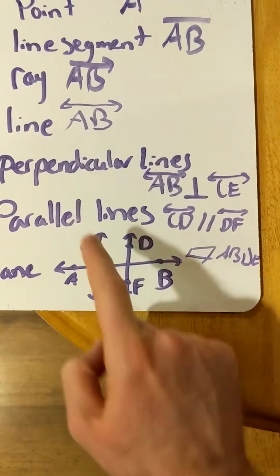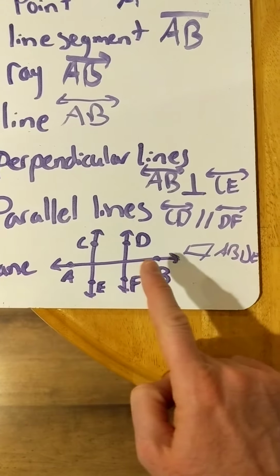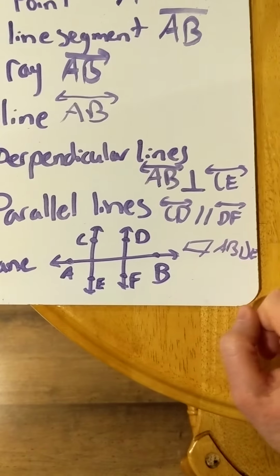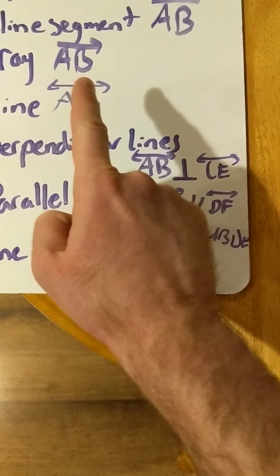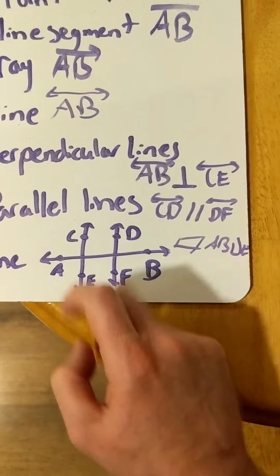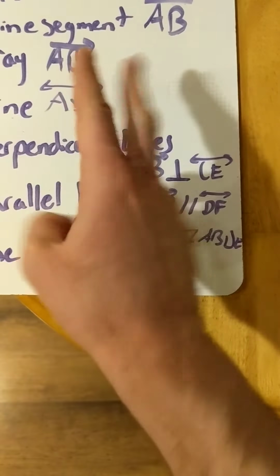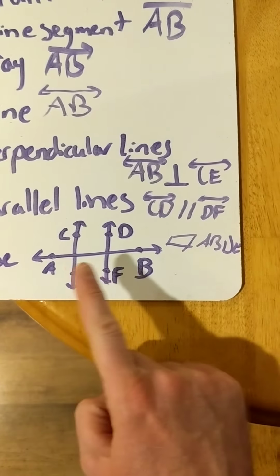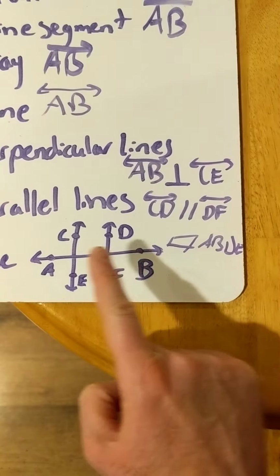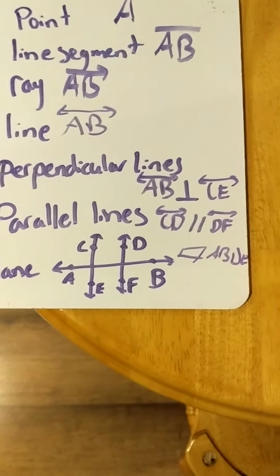Ray AB is starting at point A and going through point B and continues on forever in that direction. This would be different if I had ray BA. It would be starting here and going forever in this direction. So I cannot reverse these letters and mean the same thing. For the line segment, I can. AB would be the same as BA. Ray AB would not be the same as ray BA.